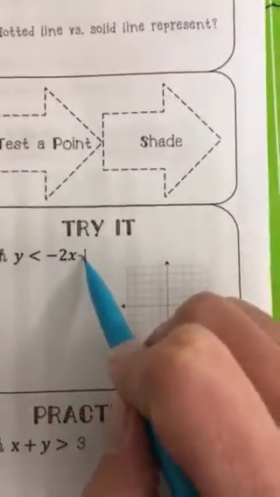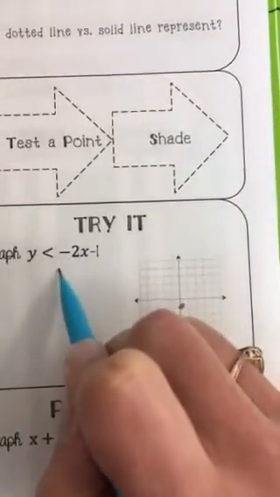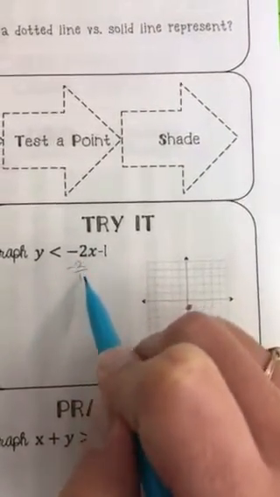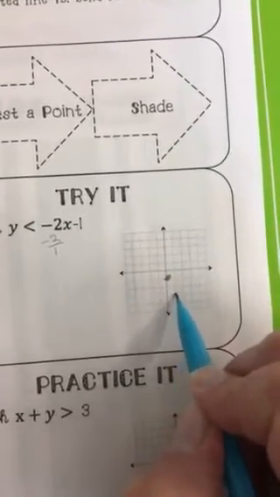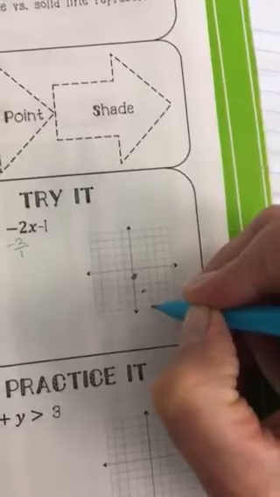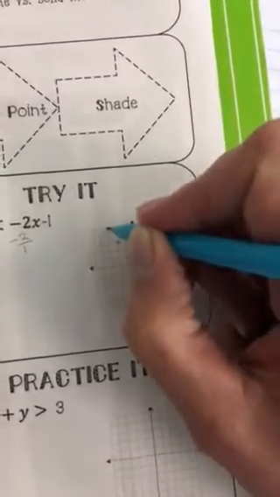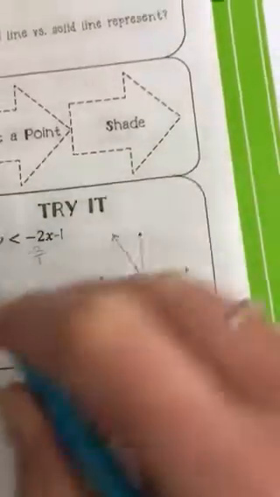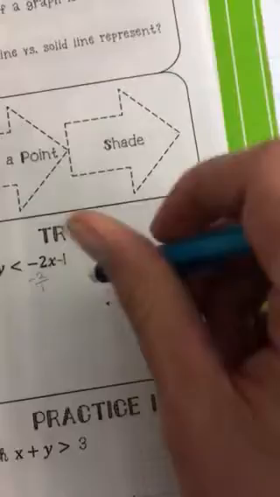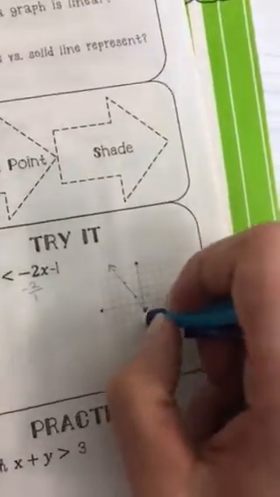Alright, so here our y-intercept is -1. We have a slope of 2 over 1, so this is our rise and run. So from -1 we're going to rise down 2 and over 1 and then plot our points. So since this is less than, we need a dashed line, so I'm just going to erase parts to make this dashed.